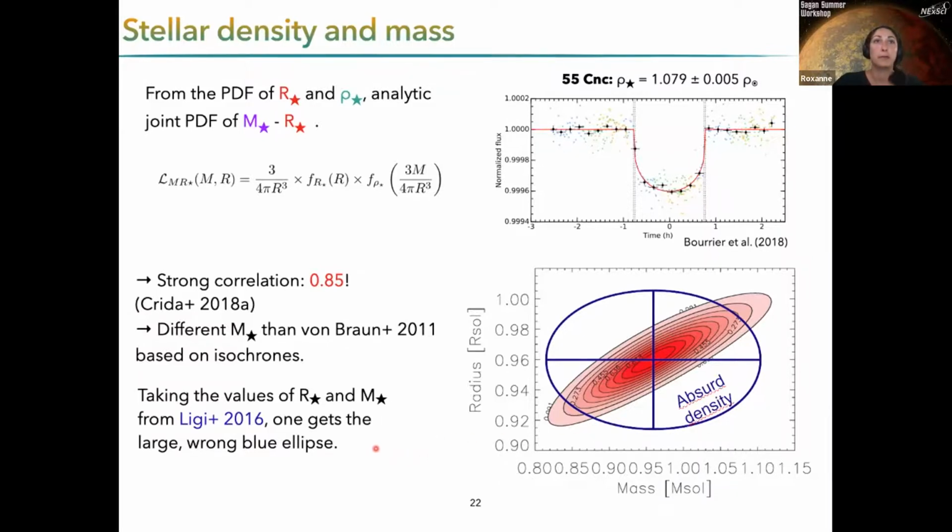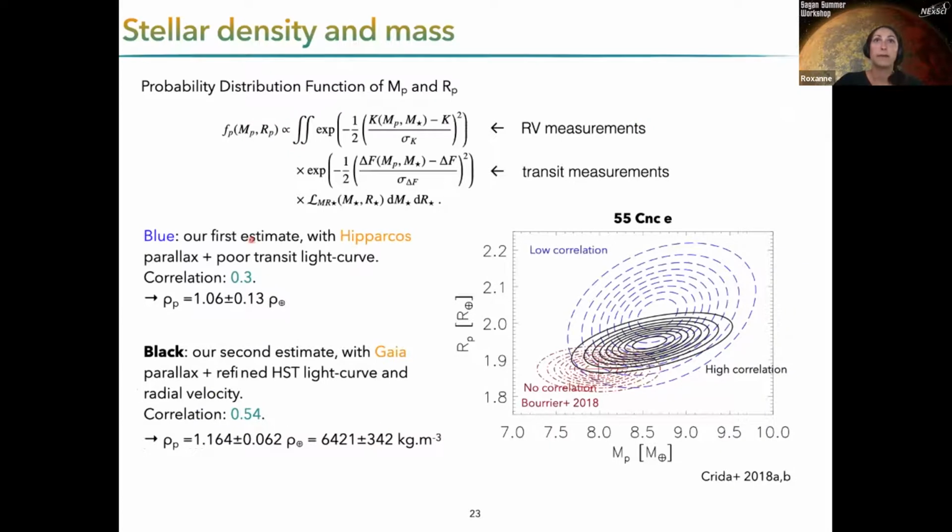So now we can do the same for the planet. We calculate the PDF of the mass and the radius. To do this calculation, you need radial velocity measurements because you need this parameter, the semi-amplitude K, that you are able to measure with those measurements. And you need the transit method, of course, because you need the transit for the density, but also because you need the delta F, which is the ratio of the two radii.